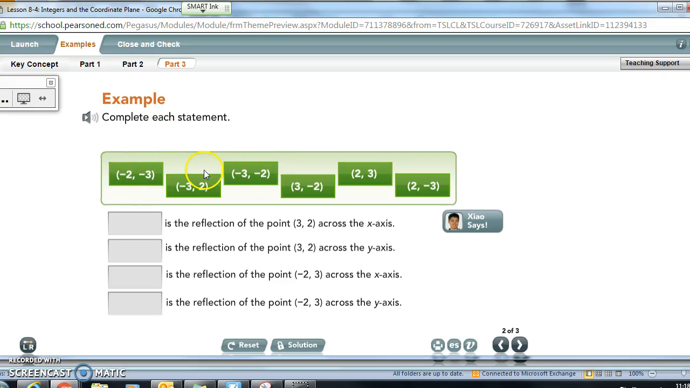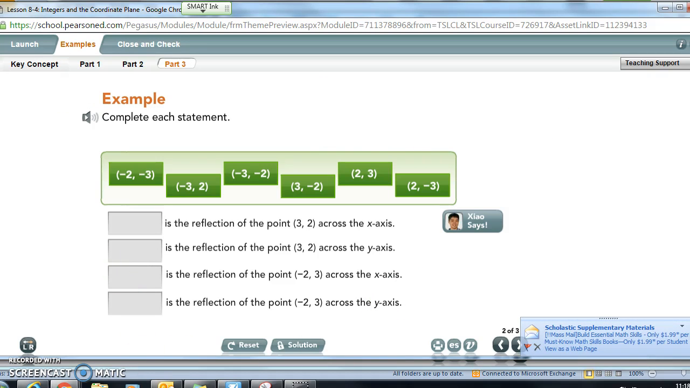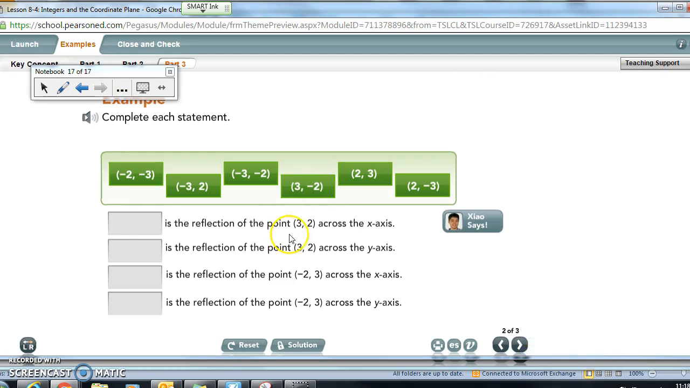Okay, so it says complete each statement. Blank is the reflection of the point 3, 2 across the x-axis. So I remember if I have this handy dandy thing, I remember that my y will be the number changing. So 3 stays the same, but 2 becomes a negative 2. Blank is the reflection of point 3, 2 across the y-axis? The y-axis means that the first number changes. So I'm looking for a negative 3, positive 2.